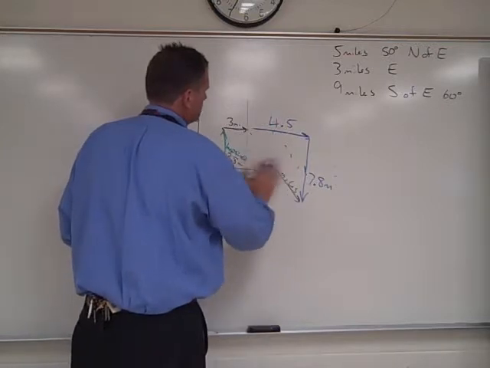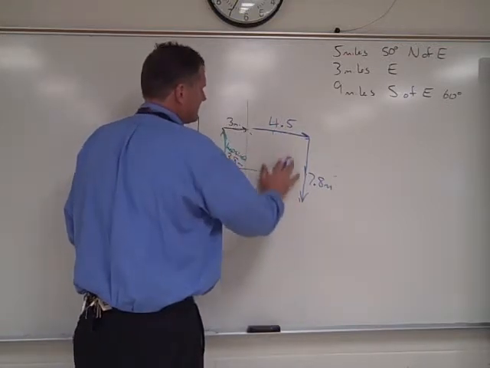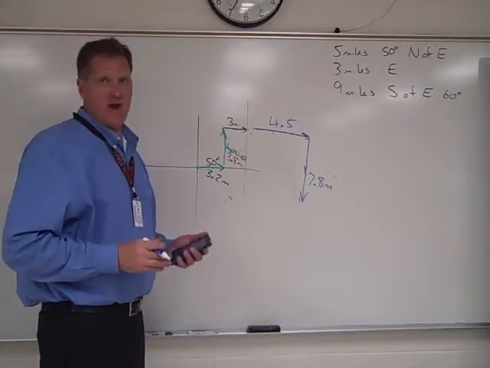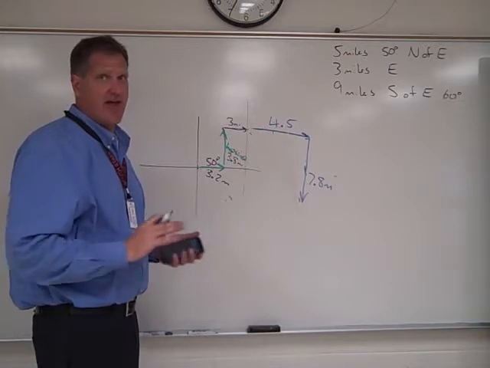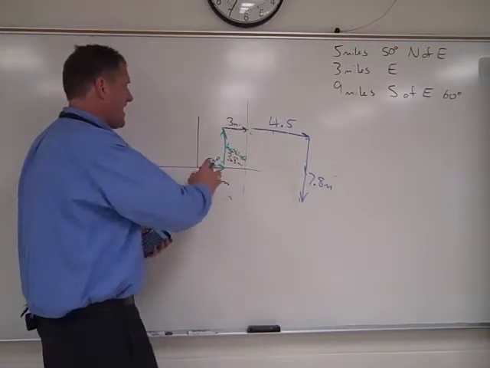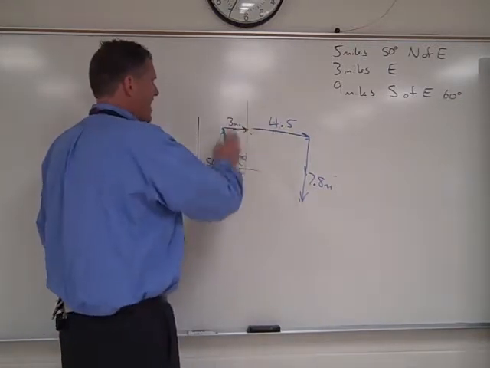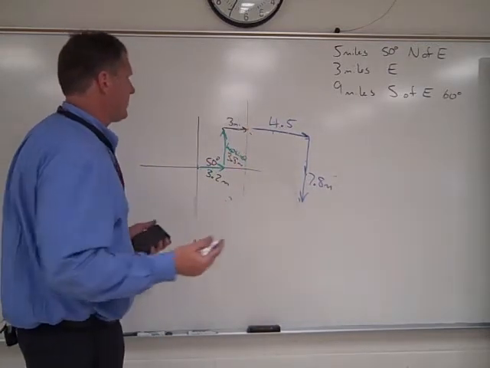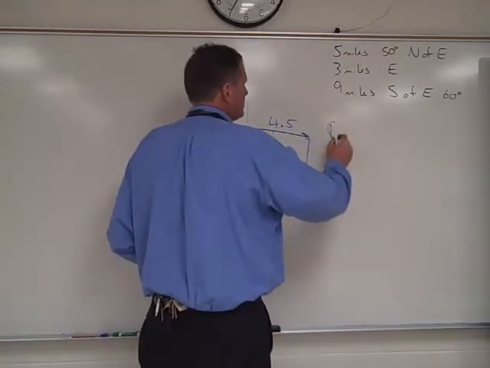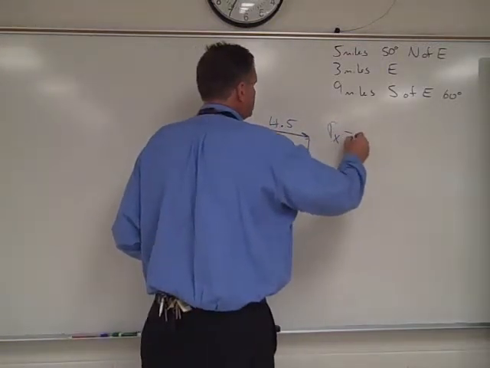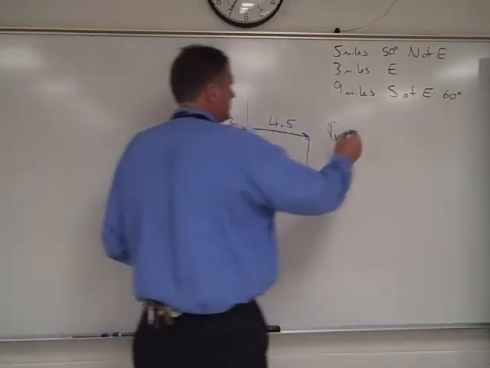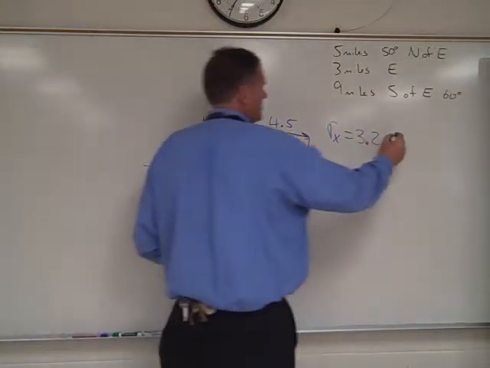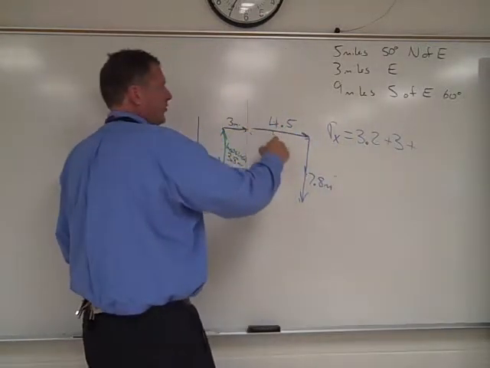But now I can get rid of this, because I replaced that vector that's not on the xy axis. I cannot add vectors that are not on the xy axis. They have to be on the x-axis to add to x's, and the y-axis so I can add to y's. So, how am I going to get my resultant? I'm going to write resultant in the x direction is equal to 3.2 plus 3 plus 4.5.